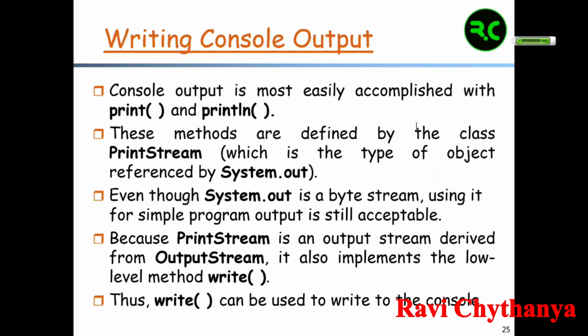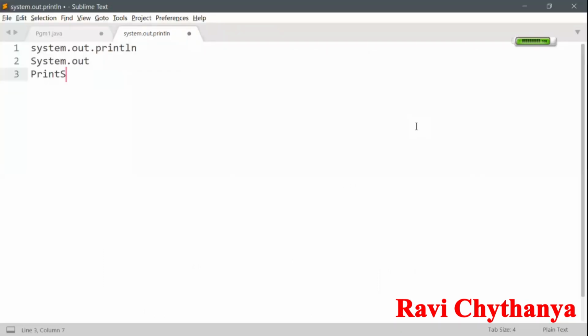The PrintStream class belongs to the output stream, sorry, not the input stream. It belongs to the byte stream family, which writes in the form of bytes, that means 8 bits at a time of raw data. We are going to learn how to create an object for PrintStream and how to write the data onto the output stream using this PrintStream object.